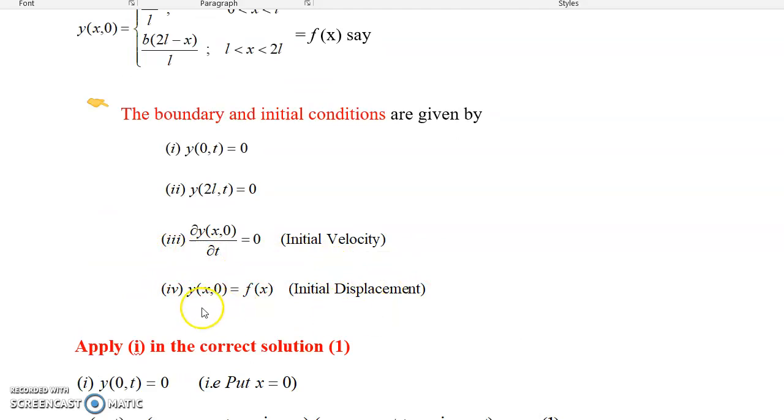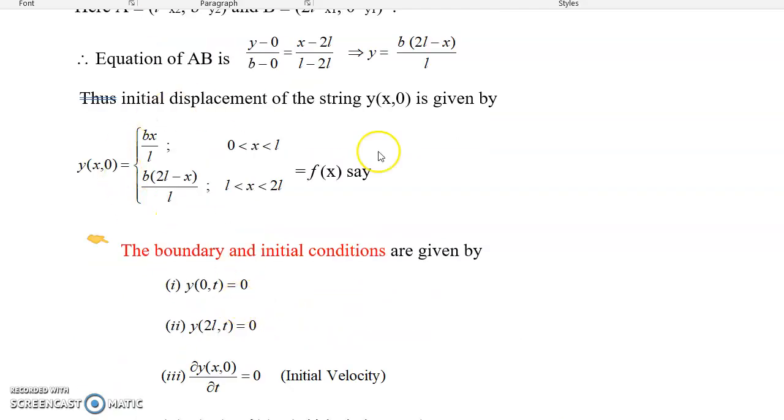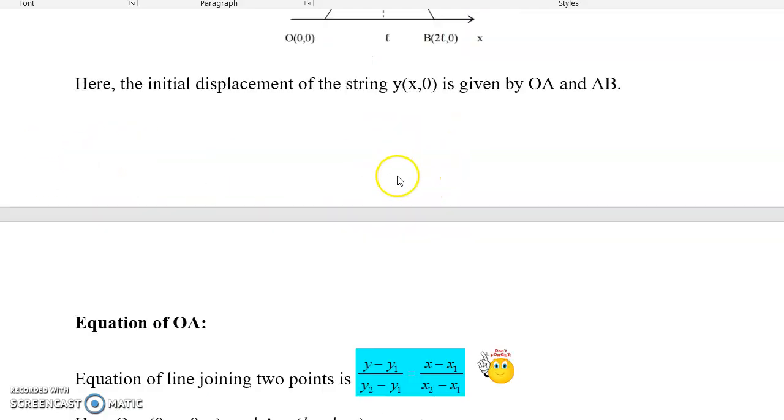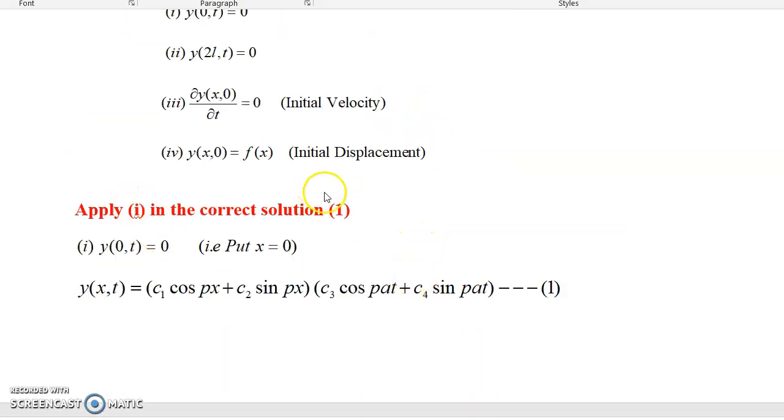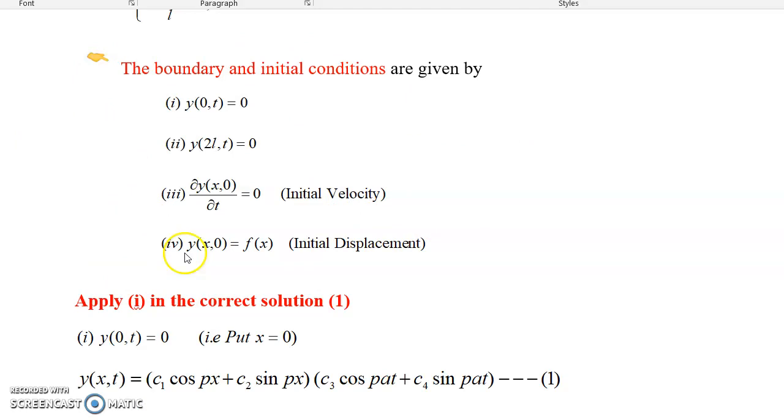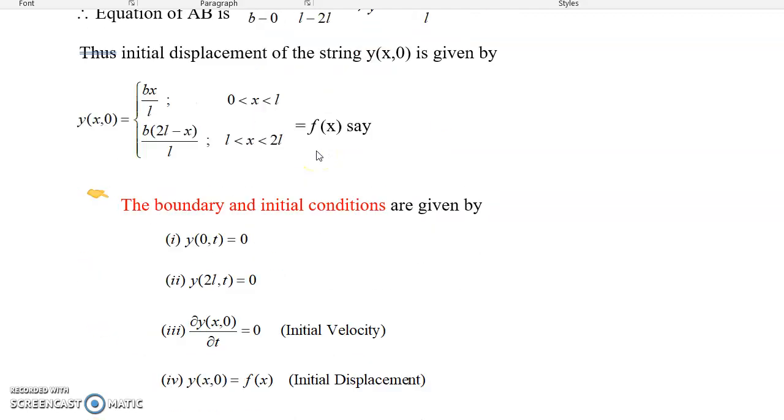And the last point is initial displacement. y(x, 0) is given by this formula. This is the initial displacement which we have derived from this diagram. Now we have a total of 4 boundary and initial conditions. So let us apply these 4 conditions in the general solution one by one.